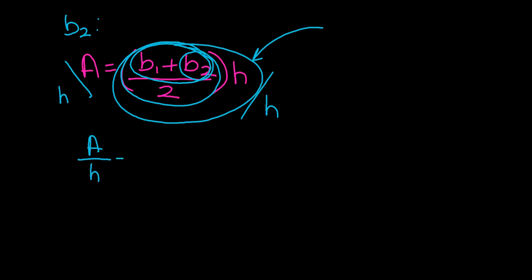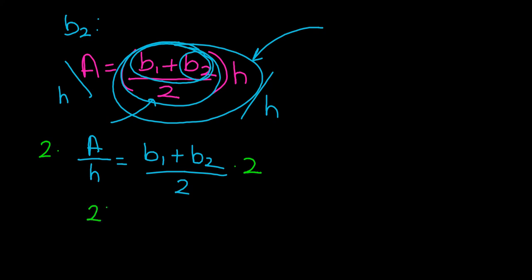a over h equals base 1 plus base 2 over 2. And the next layer that we want to peel off is the divide by 2 layer, this layer right there. How do we peel off the divide by 2? Well, we're going to get rid of the divide by 2 with a times 2. So we'll multiply by 2 on both sides.